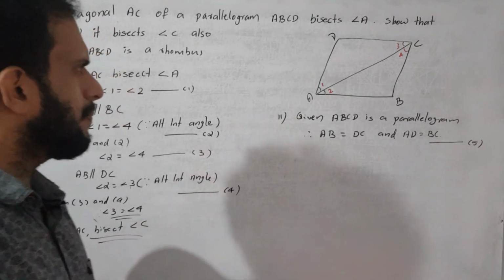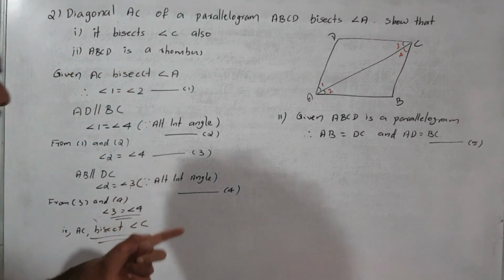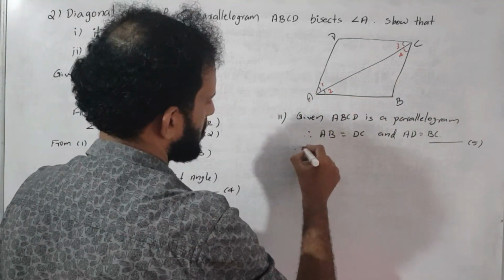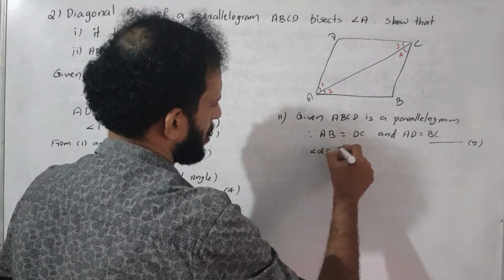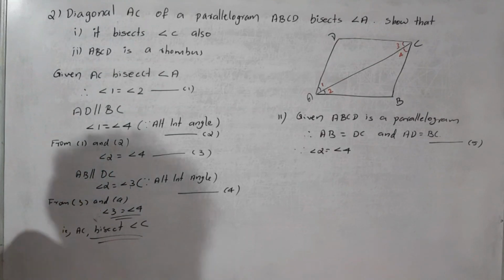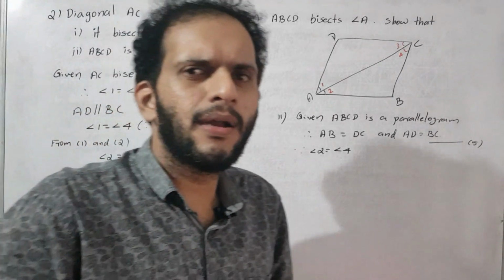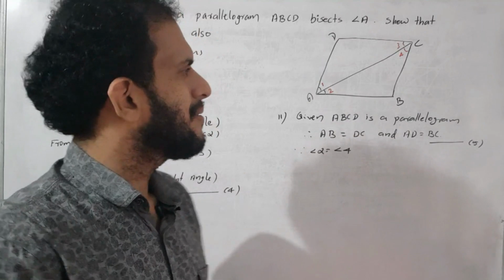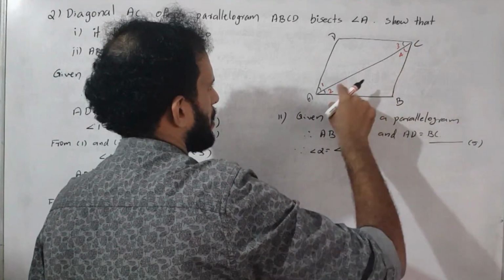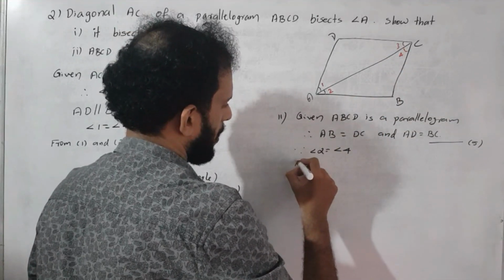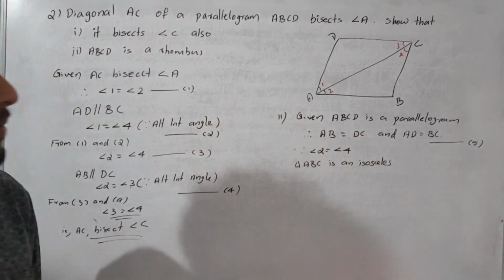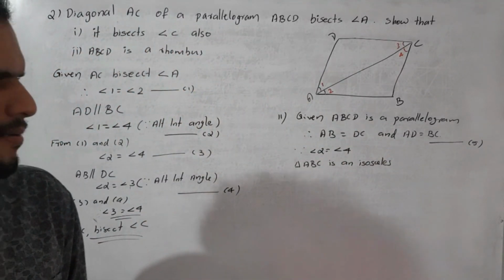Then here, we know angle 2 is equal to angle 4. We already got it. Angle 2 is equal to angle 4 means, in this triangle ABC, two angles are equal. Therefore triangle ABC is an isosceles triangle.